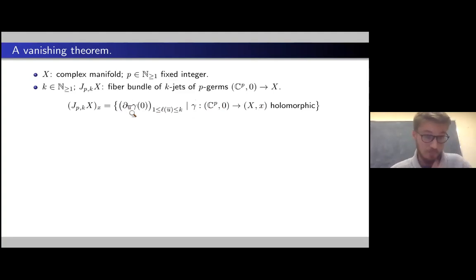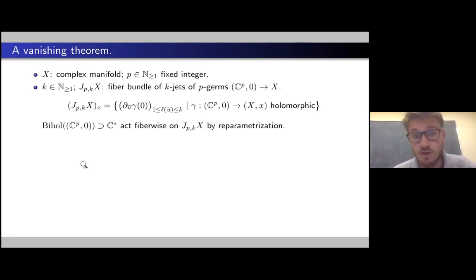And so the typical fiber of this fiber bundle is a power of C, so it's a vector space. However, of course, to write this, we have to pick coordinates on X. If we change coordinates, the structure of vector space will not be preserved by the change of coordinates. So it's not a vector bundle, it's really a fiber bundle. And so we have a natural action of the group of biholomorphisms of (C^p, 0) on it, simply by reparametrization. So we reparametrize here.